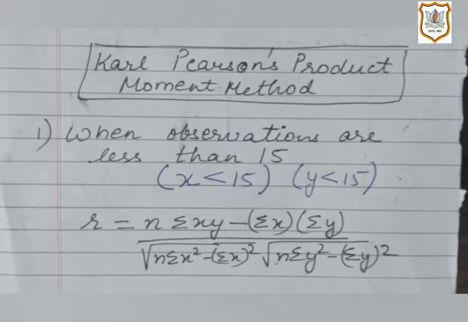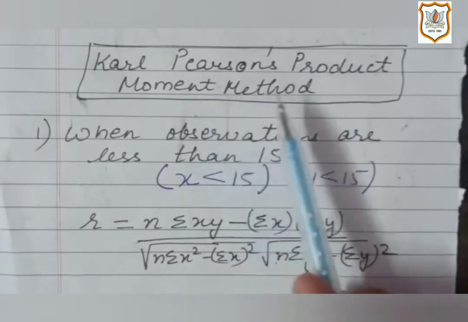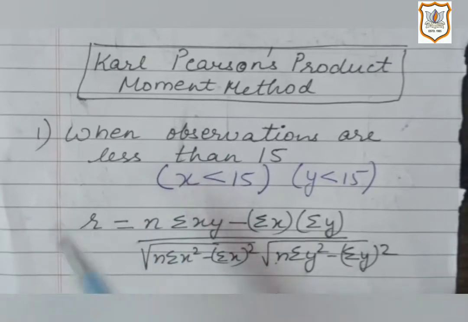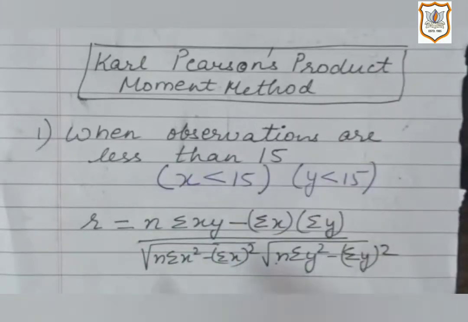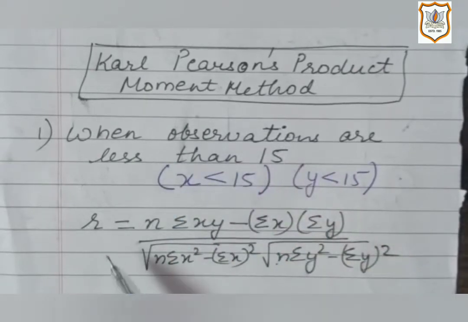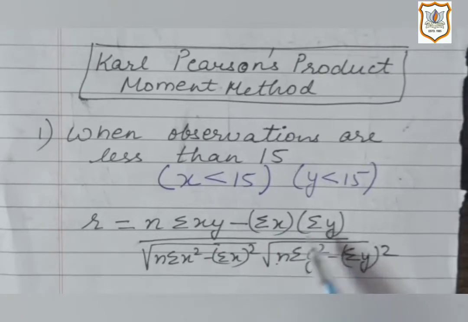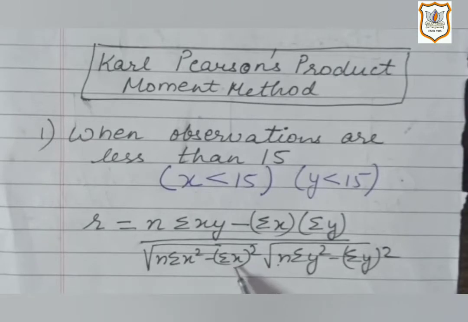Now let us study Karl Pearson's product moment method. Let us see the first case, that is, when observations are less than 15. When observations are less than 15, the value of correlation coefficient can be found by the formula r is equal to n sigma xy minus sigma x into sigma y, divided by under root of n sigma x square minus sigma x the whole square, under root of n sigma y square minus sigma y the whole square.